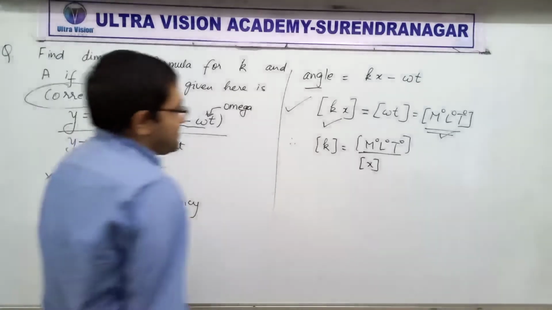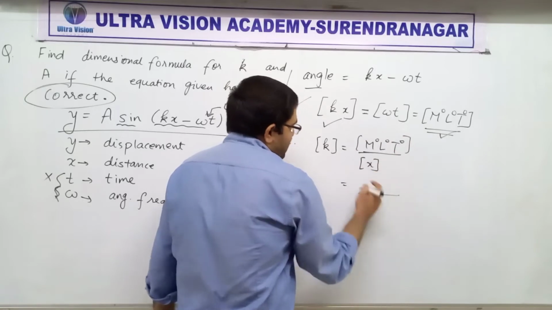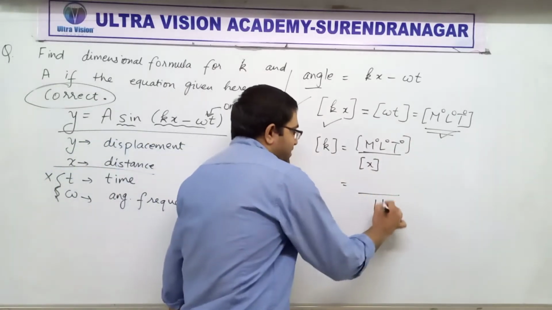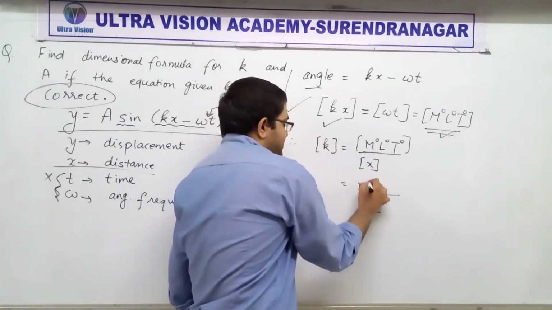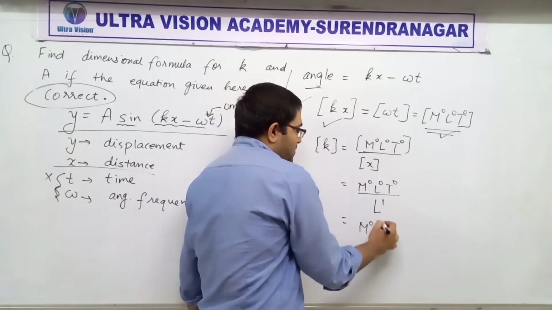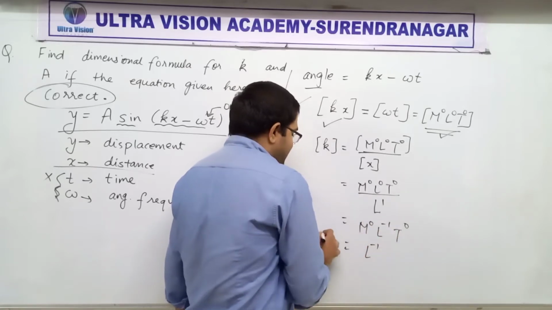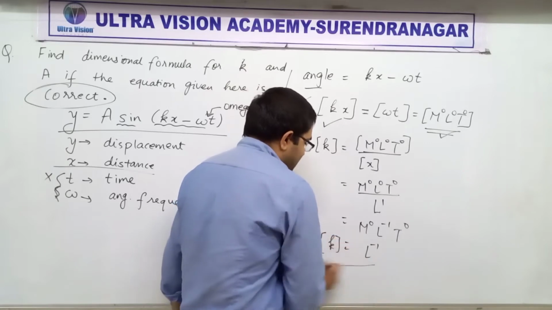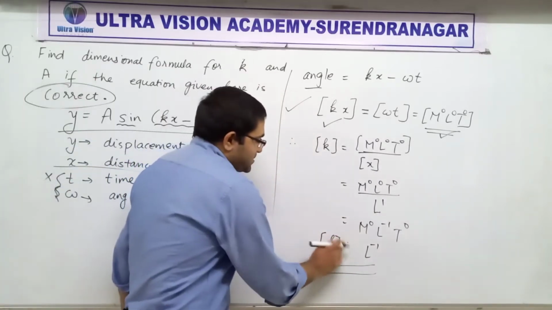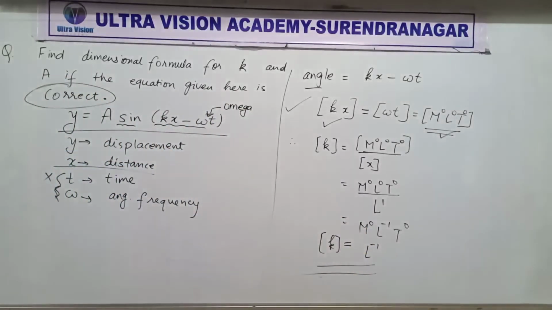The final answer will be as follows. Have a look. This is dimensionless in the numerator, and x in the denominator. X is a distance. Distance means length, so l raised to 1. I hope that is clear. So the final answer will be m raised to 0, l raised to minus 1, t raised to 0, or simply l raised to minus 1. Did you understand, everyone? The final answer is that the dimensions of K are l raised to minus 1. Yes or no?